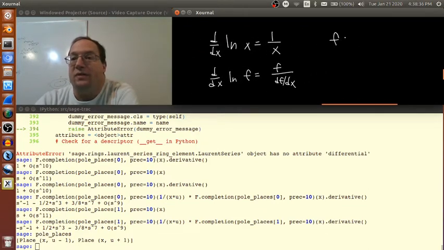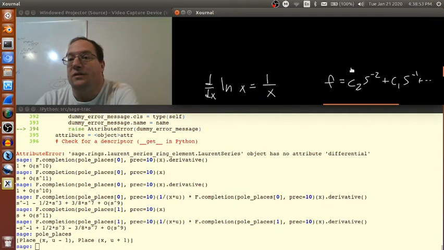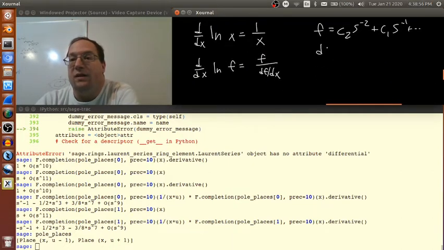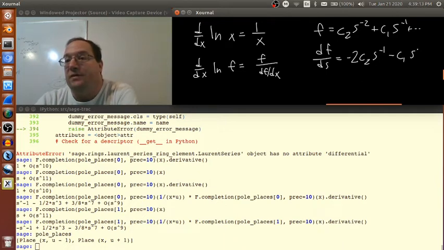Let's just say we have a series expansion here. Let's say it's going to be c2 s to the negative 2 plus c1 s to the negative 1 plus stuff. And then its derivative, I probably should have done that with respect to x, but let's do it with s here. This is going to be negative 2 c2 s to the negative 3 minus c1 s to the negative 2. I'm sorry, this is negative 3, right?